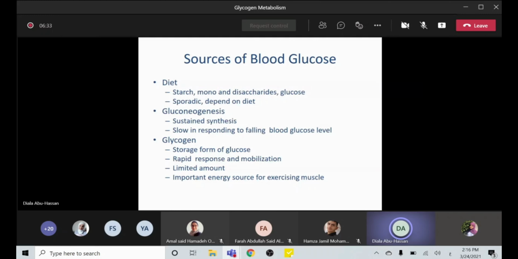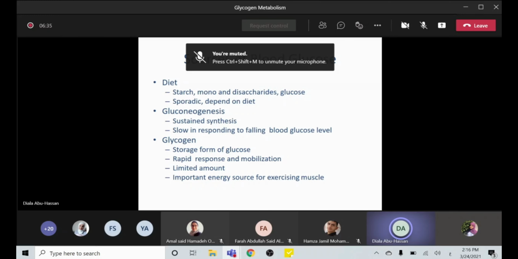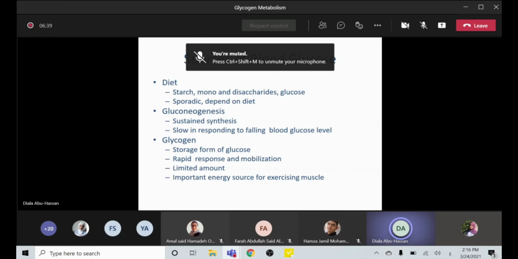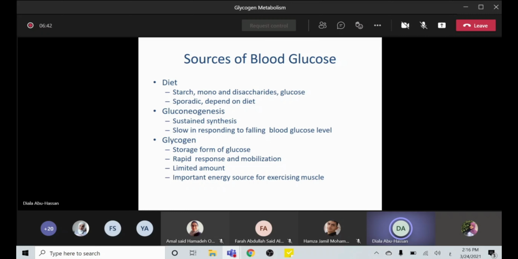The second source of blood glucose is gluconeogenesis. Okay, gluconeogenesis is the process of glucose synthesis from other or non-carbohydrate sources. Yani, I'm going to use molecules other than sugars to produce glucose.